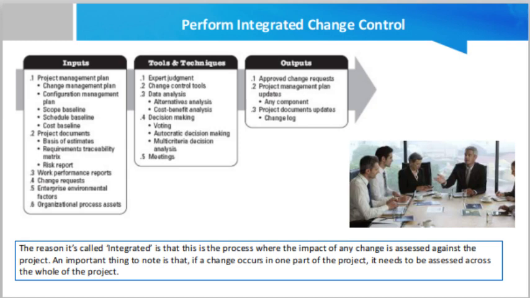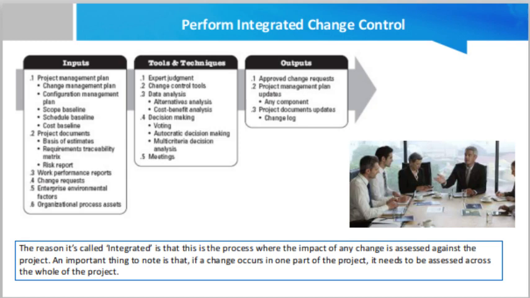Now, the inputs for Perform Integrated Change Control. The inputs in the integrated change control process consist of project management plan, project documents, work performance reports, change requests, enterprise environmental factors, and organizational process assets.